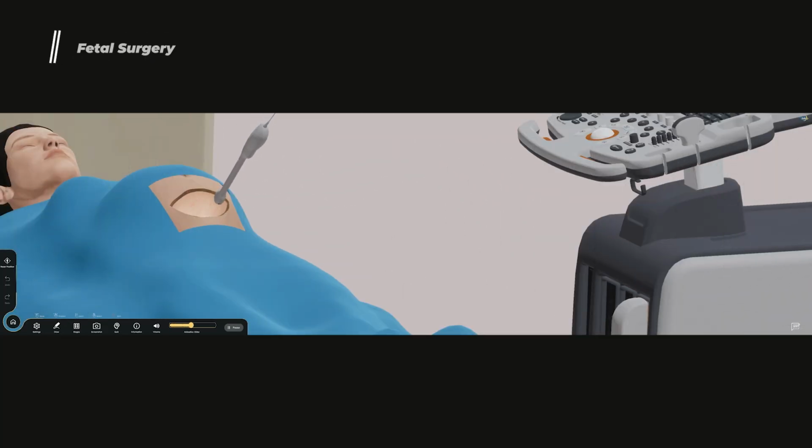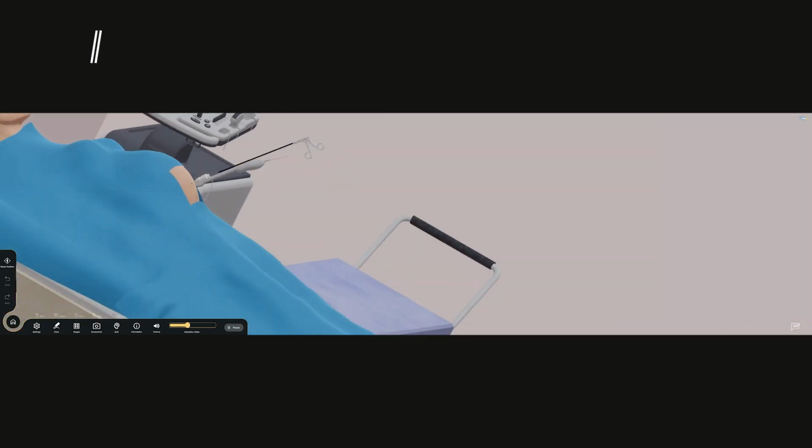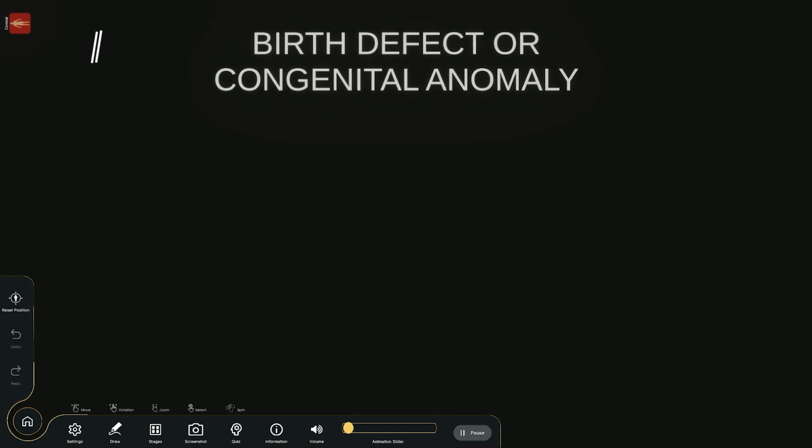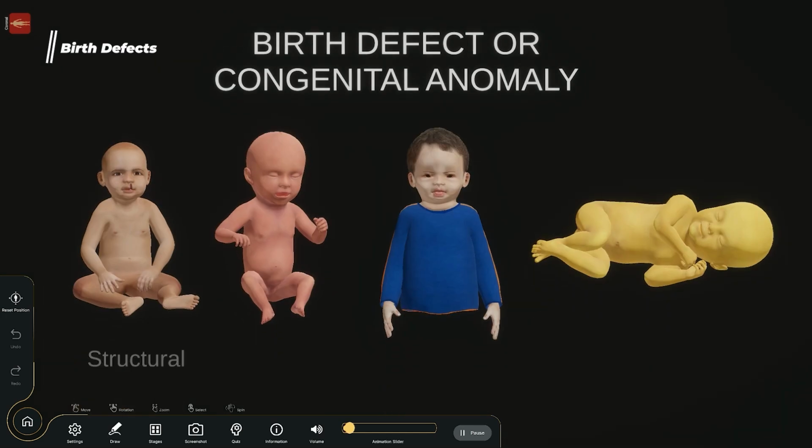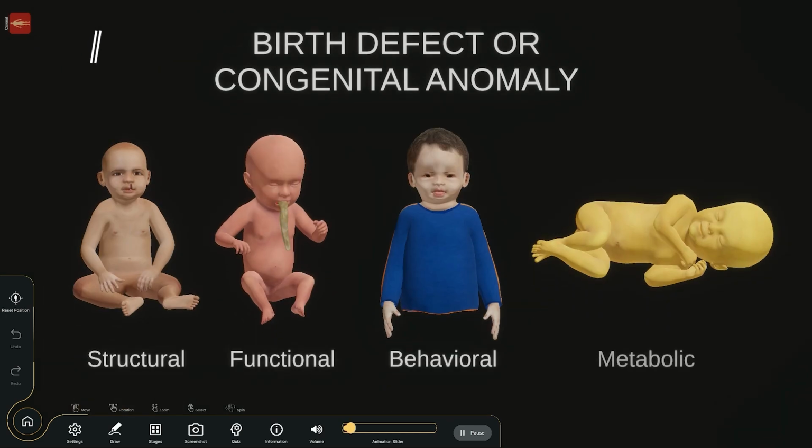See how life-altering fetal surgery begins before birth. Explore fetal cardiac interventions. Enter the womb with fetoscopy. With Cadaviz, you can also learn about the various types of birth defects.